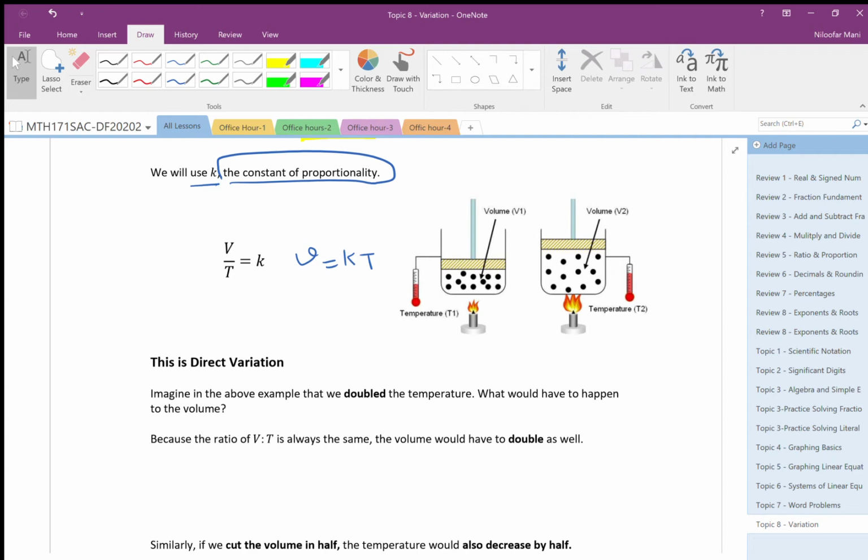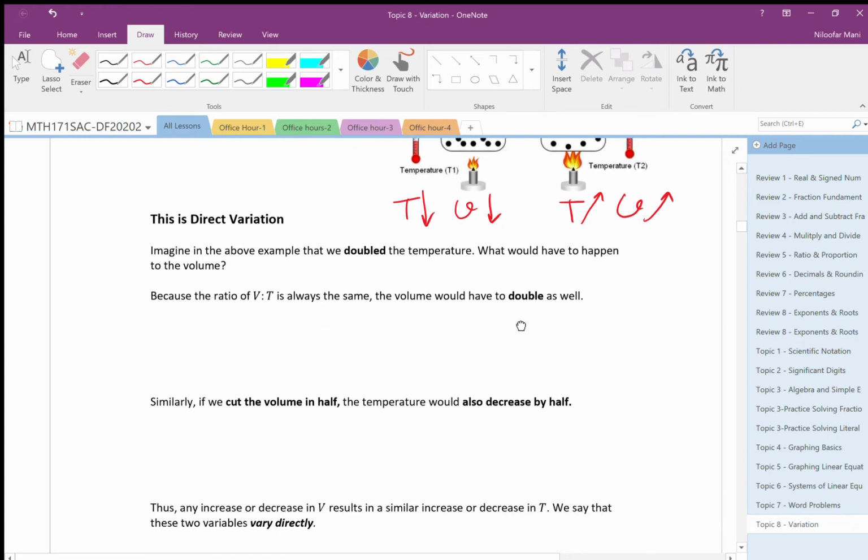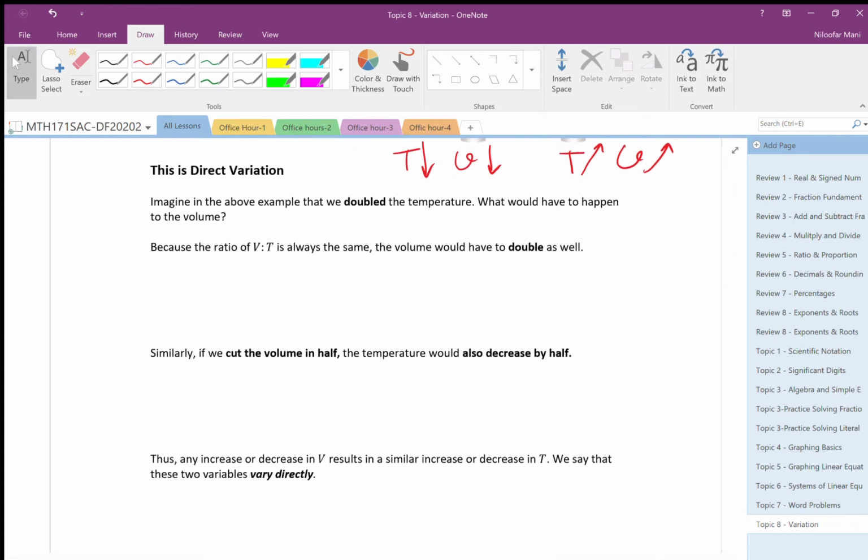If temperature goes up, volume goes up. Look at here: the temperature going up, volume going up. When the temperature is coming down, volume is also coming down. So this is direct variation, because both of them are changing the same as each other. Now I ask you what happens if I double temperature. If I double temperature, volume also has to double.